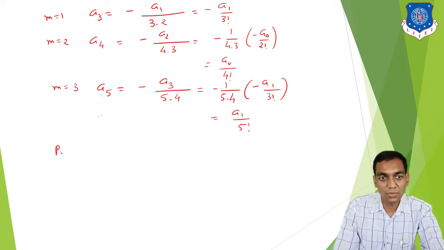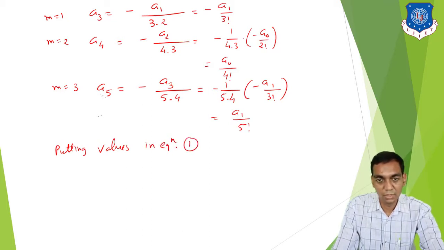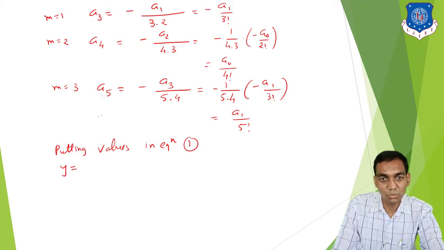Now put all these values in equation 1. So if you are going to put these values in equation 1, then you will have your equation 2. Then your equation 2 is nothing but sigma m running from 0 to infinity am x raised to m.